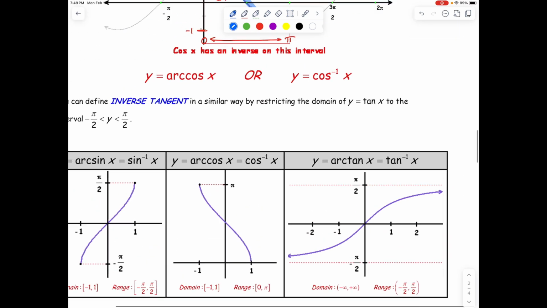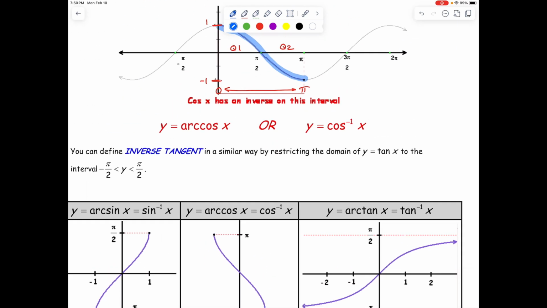For tangent, there's just a little note here about tangent. It just works the same way. I'm going to draw a little sketch here of our tangent function. Standard tangent function goes through 0, and we have asymptotes here at positive pi/2 and negative pi/2. And what's nice about tangent is that just that initial part of the function that's around 0, 0, that has the intercept 0, 0, it automatically would meet the horizontal line test and the vertical line test.